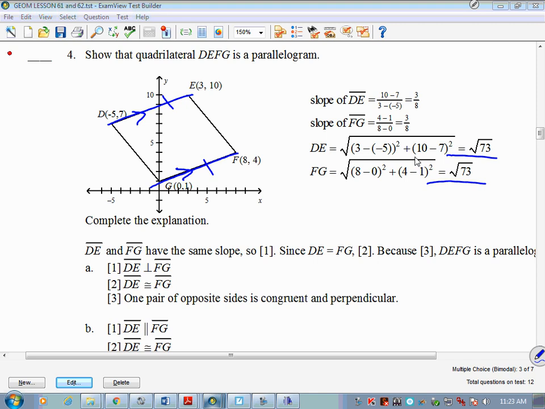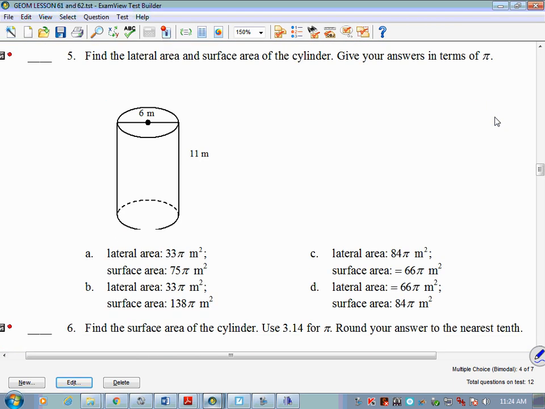Okay, so if we complete our explanation, DE and FG have the same slope, so they are parallel. Okay, this is a parallel line. That looks pretty good. Since DE is equal to FG, they are congruent. Because one pair of opposite sides are parallel and congruent, DEFG is a parallelogram. So B, one pair of opposite sides is parallel and congruent. B works for that. That's where we want to go back and look at those notes before we start answering questions so we know what we have available to us.